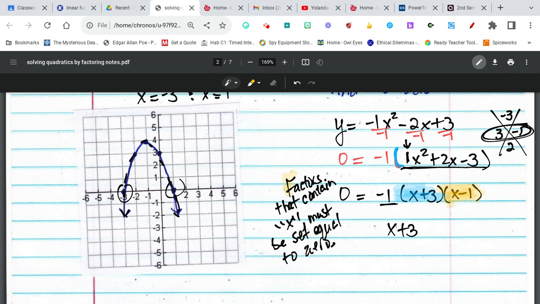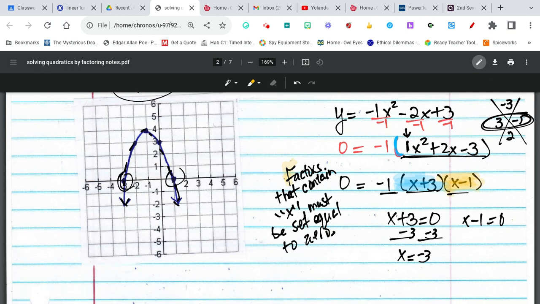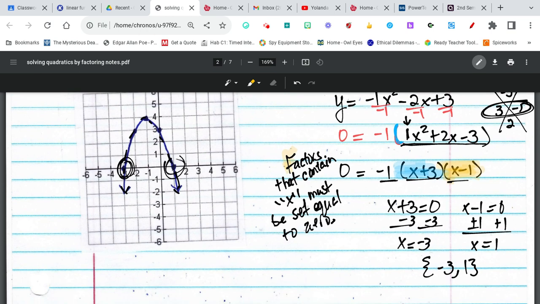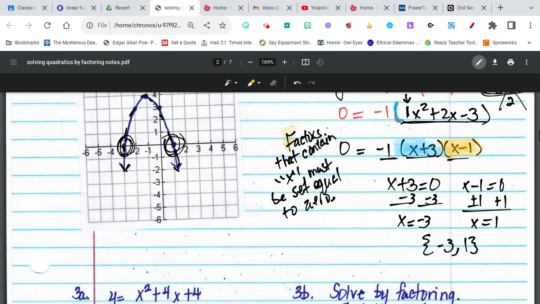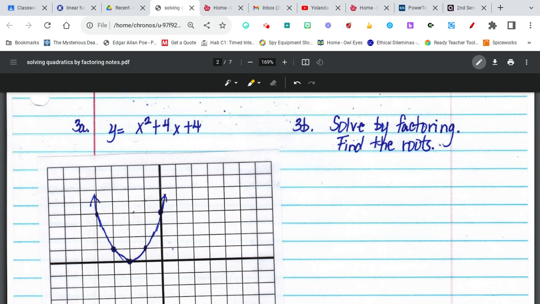So I'm going to take x plus 3, because that factor does, and set it equal to 0, and x minus 1 and set it equal to 0. And then I'll solve. I'm going to subtract 3 from both sides, so I get an x of negative 3, which matches that on the graph. And then I'm going to add 1 to both sides, so I'll get an x of 1. So those are my two x-intercepts, or my roots. There's that positive 1. That's where my graph will cross the x-axis when graphed, okay? But I'm doing it by factoring. Okay, I want you to pause the video, and you're going to try this one.